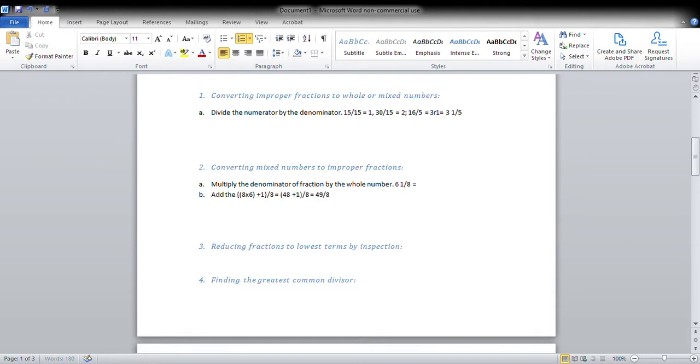So add the product from step 1 to the numerator of the old fraction.